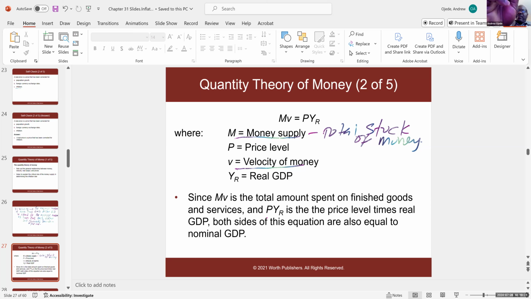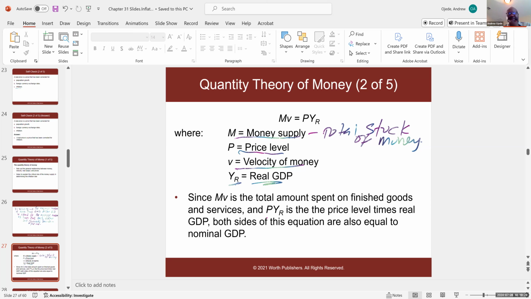And then the price level, P, is the general price level. It could be the consumer price index that we talked about, or the GDP deflator, depending on how you measure it. And then I just talked about velocity. And real GDP is going to be defined as Y with a subscript R to emphasize that it is real output, real GDP.